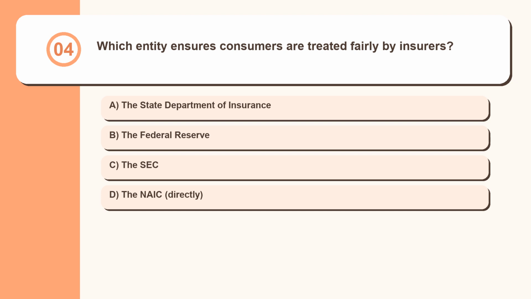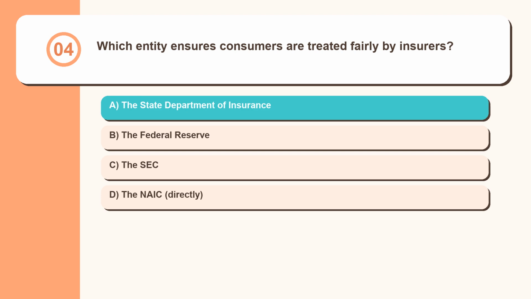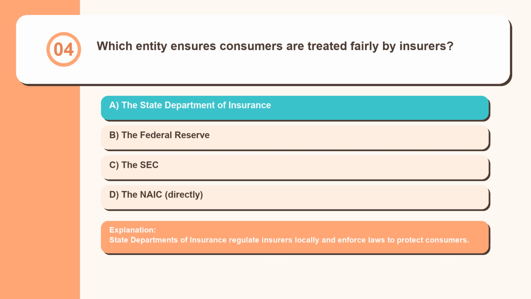Question 4. Which entity ensures consumers are treated fairly by insurers? The State Department of Insurance, the Federal Reserve, the SEC, the NAIC, directly. State departments of insurance regulate insurers locally and enforce laws to protect consumers.